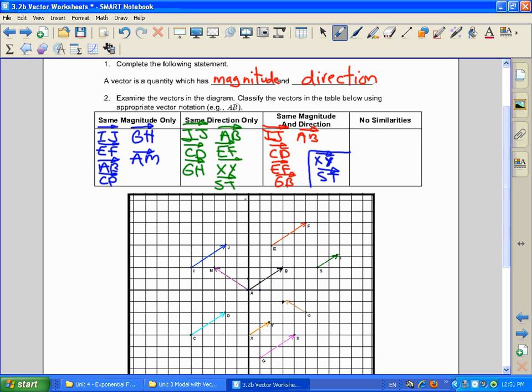Okay, which one of the bunch here has no similarities? So which vector here have we not chosen? And that's going to be QR. It's a little bit of a loner because it doesn't have any common quantities or directions, okay? All right. Good. All right, let's take a look at the next part.